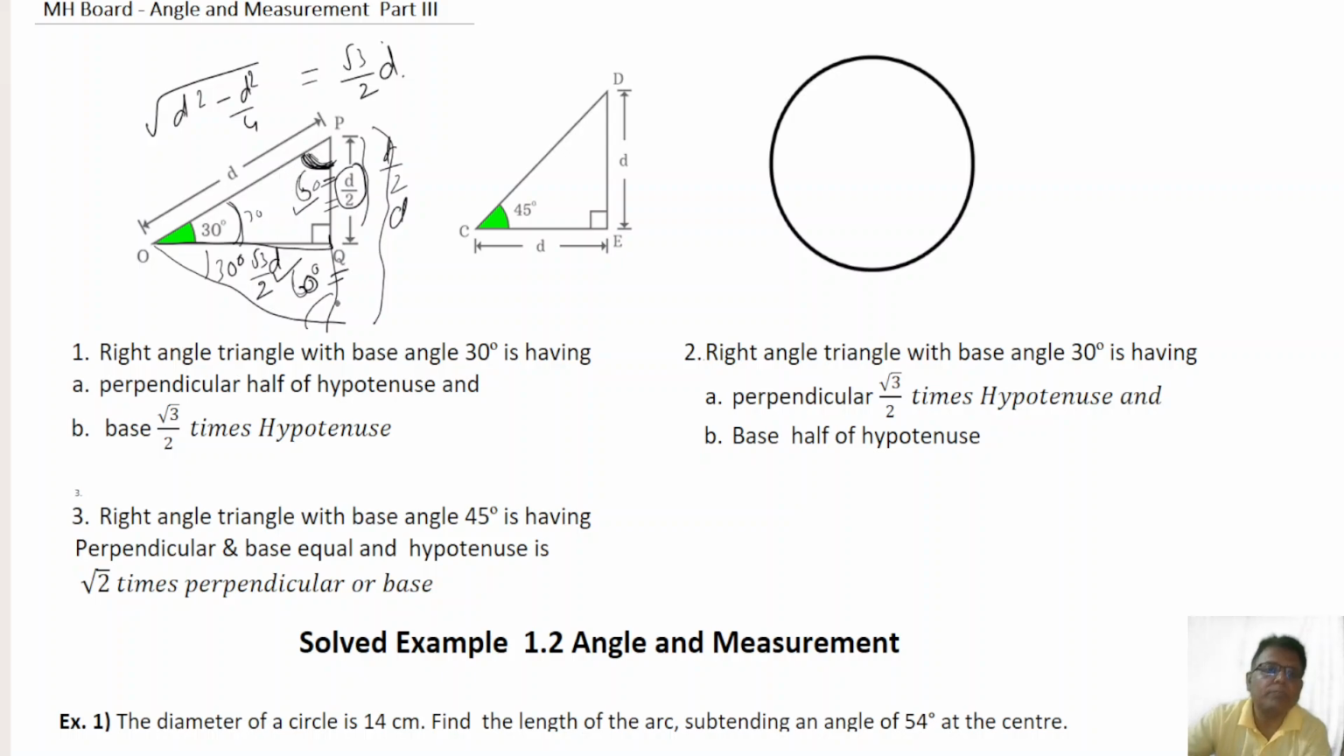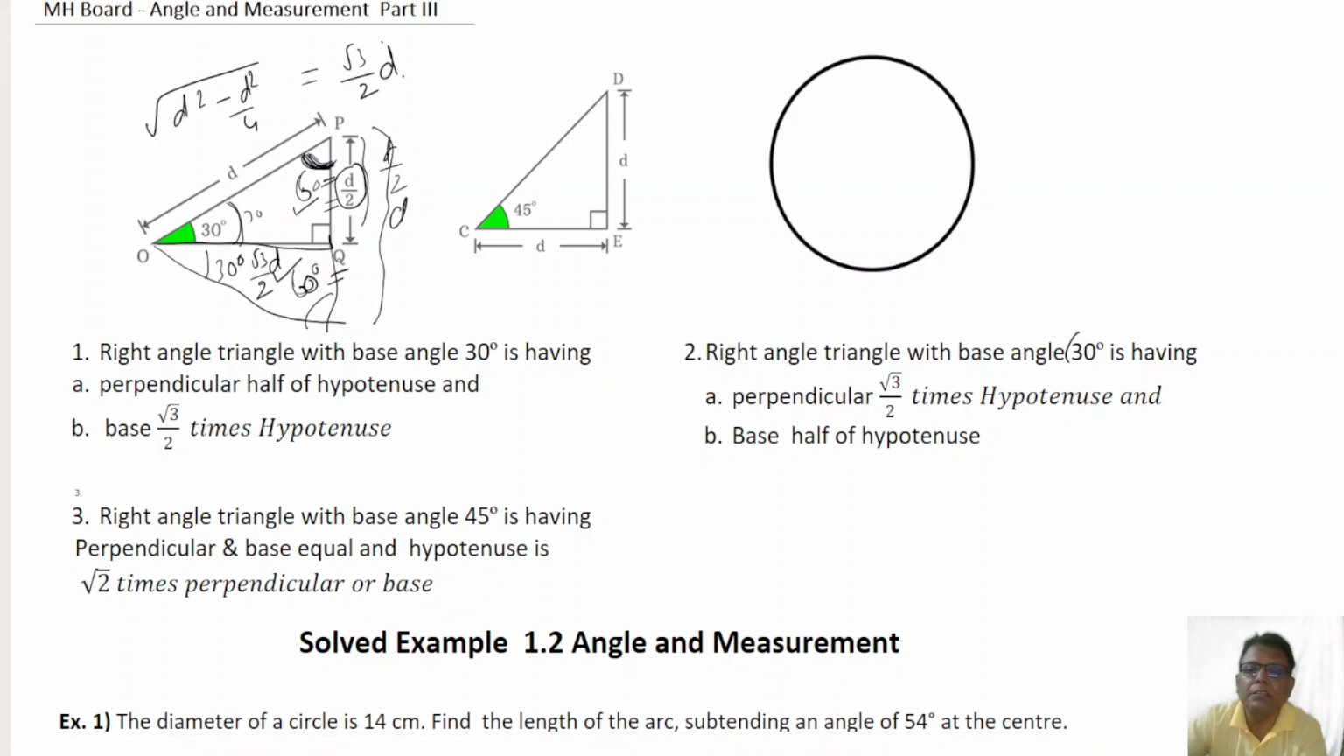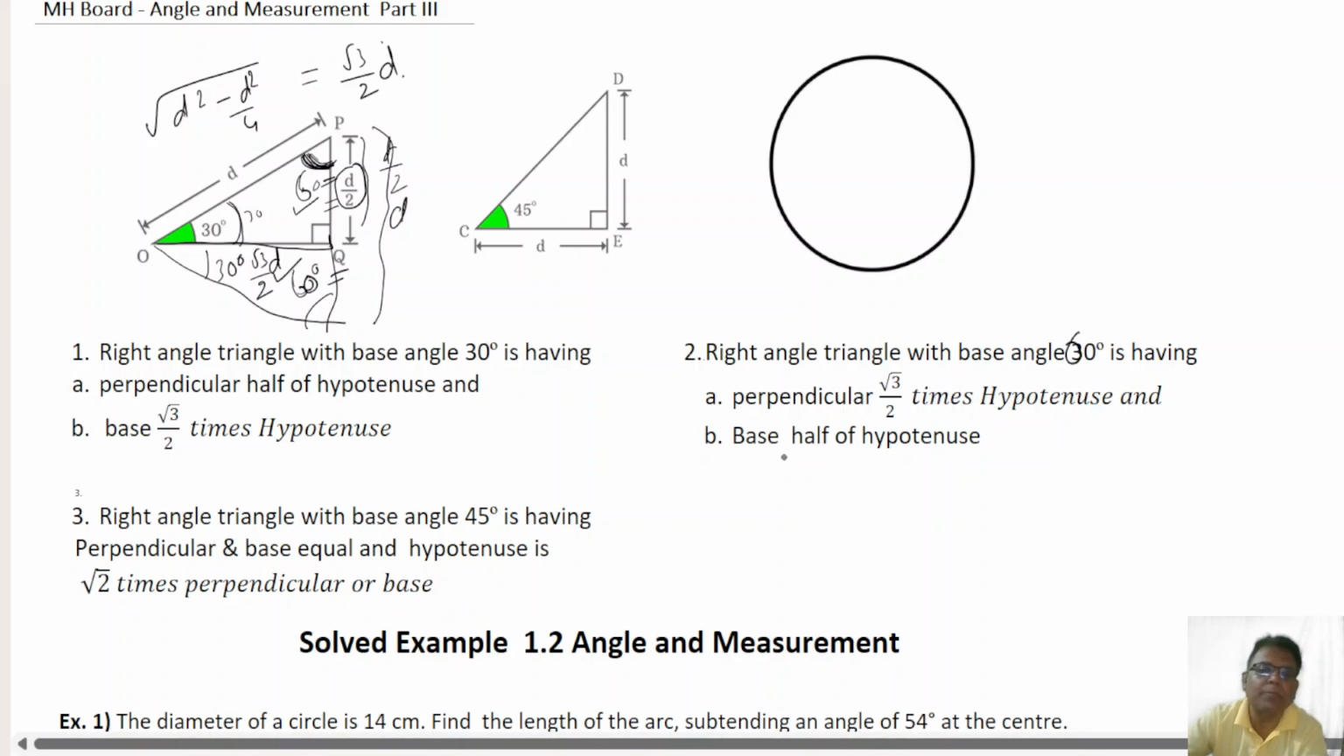So again, a right angle triangle with base angle 60 degrees. Base angle 60 degrees is having perpendicular root 3 by 2 times hypotenuse, and base is half hypotenuse. And C, for 45 degrees.